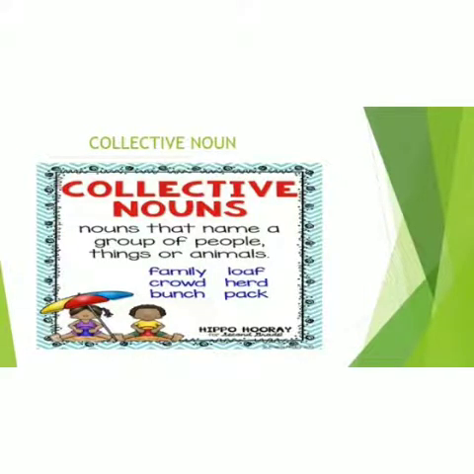Collective noun. A collective noun is a word that names a group of people, animals, or things. These nouns are in a class of all their own. A collective noun can be singular or plural. For example, army, team, bunch, family, etc.